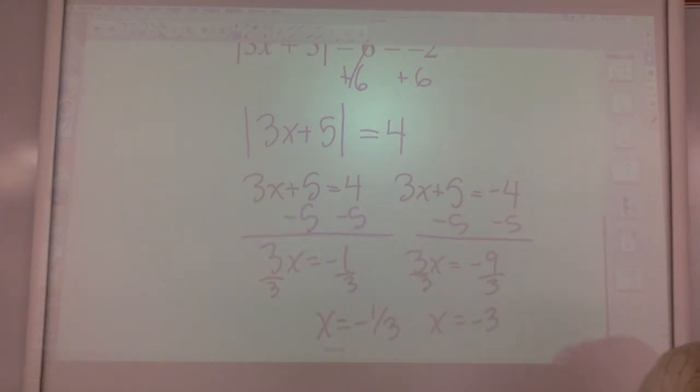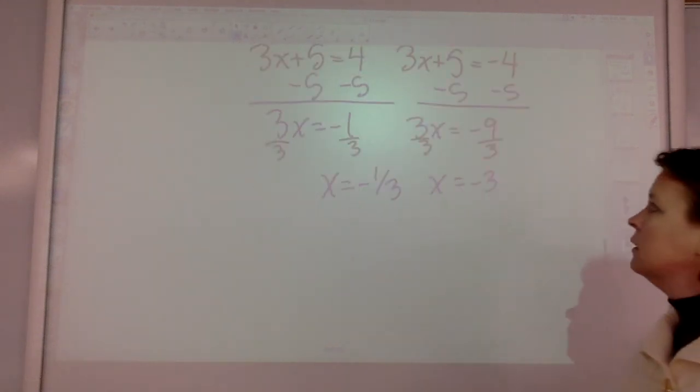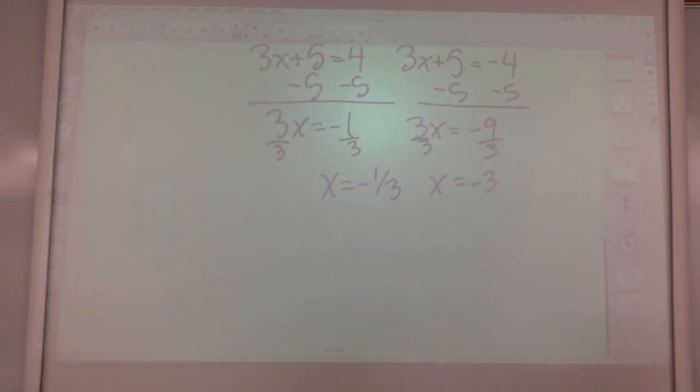Is anybody crying right now because they got a fraction? No, I don't like fractions. They're so scary. No, they're our friends. We're okay. We can do fractions. X equals negative 1/3. X equals negative 3. Those are your two answers.